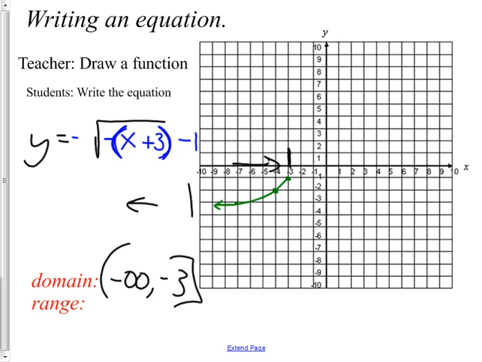Range, how low will it go? If you extend it out, it'll go to negative infinity. How high will it go? The highest it'll go is right to there, which is at negative 1. Bracket on the negative 1, parenthesis on the infinity. How many of you had it right? Okay, awesome. That's all I got for that video.